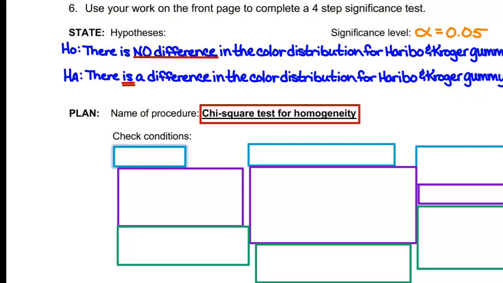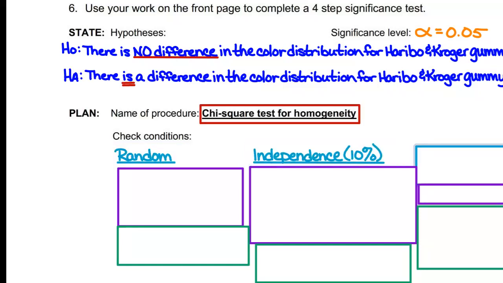So checking our conditions. We have random. Independence, the 10%. And we have large counts. All of my expected counts need to be 5 or greater. Do we get randomness? Yes, why?